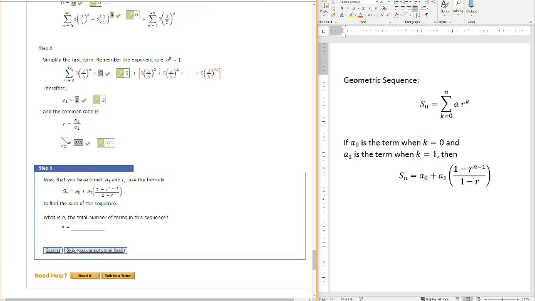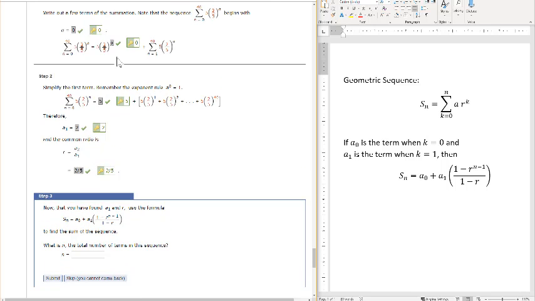So now we've identified a sub 0. A sub 0 is the first term, and I think this simplifies to 5. A sub 1 simplifies to 2, and then our ratio is equal to 2/5. So that's all the components that are needed here.